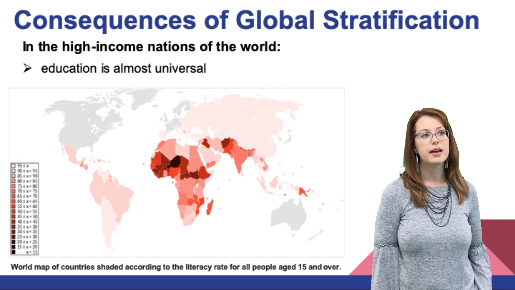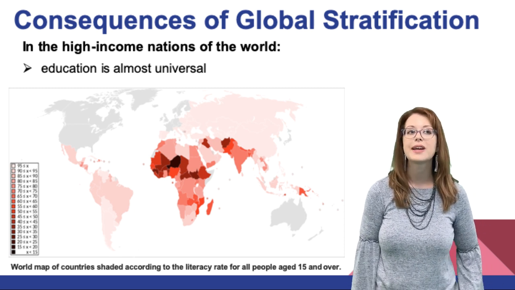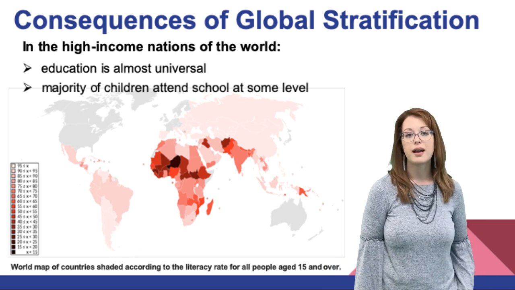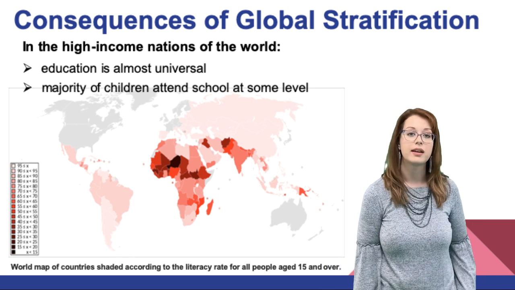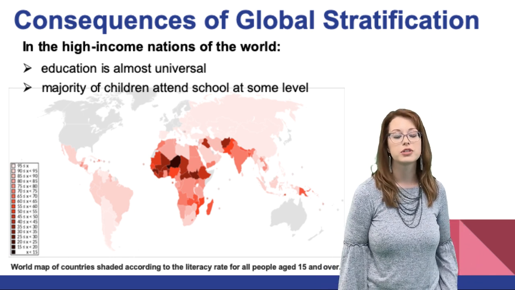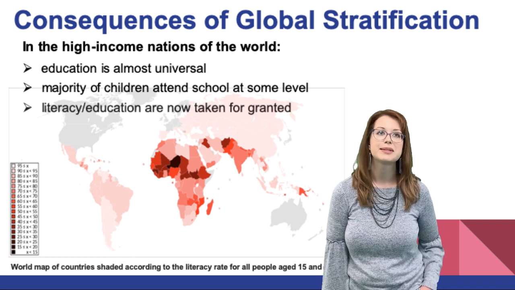So we take for granted that education is a human right and universal in the United States. The majority of children attend school to at least some level, depending on the state. Age 16 would be a common age, and some go much higher than that. But around the world, that's not the case.